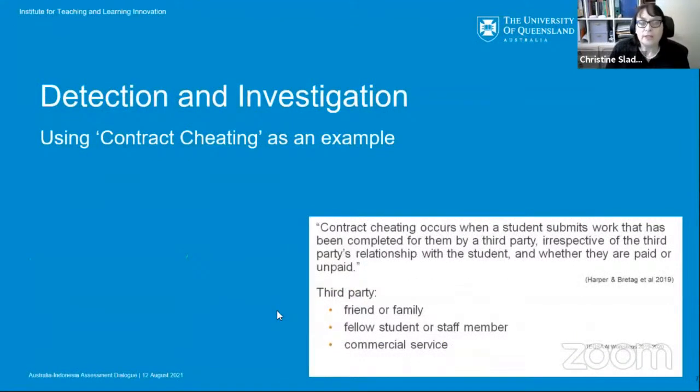So just quickly, detection and investigation using contract cheating as an example. And this, on the white part of this screen, is the definition we use of contract cheating. So it's mainly around the student submitting work that's been completed by somebody else. So it's in the fact that they've actually submitted it as their own. And it doesn't matter whether that is a friend or a family member, fellow students or staff members, or whether they've actually gone online and bought an assignment. So we've taken a broad view of what contract cheating is. So this is the whole assessment task, not like plagiarism. Further, it's more serious than plagiarism if they just take snippets of things from other places.